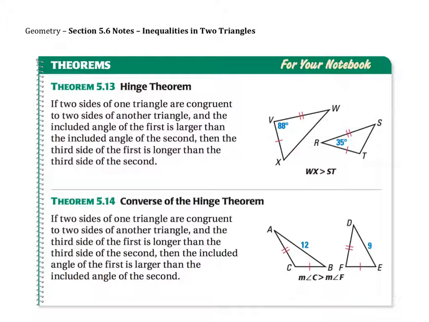Section 5.6 is about inequalities in two triangles. The section starts with a theorem and its converse. So the first theorem is theorem 5.13, the hinge theorem.